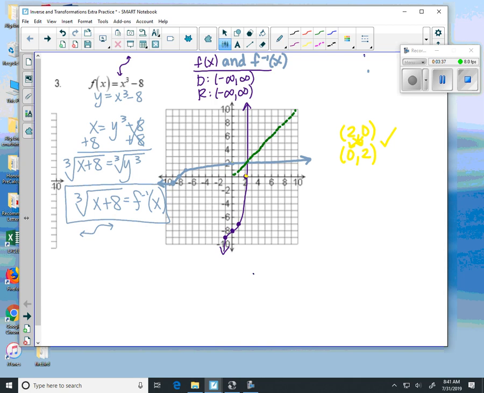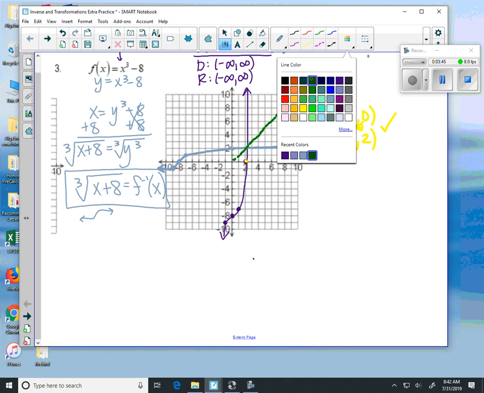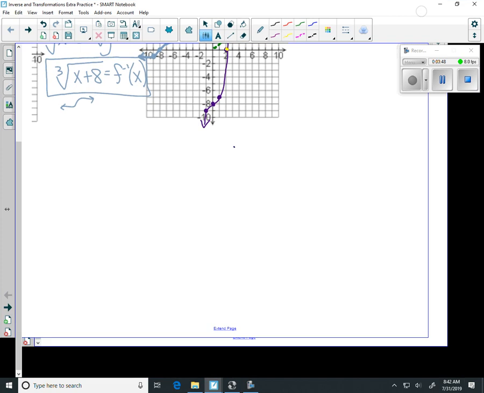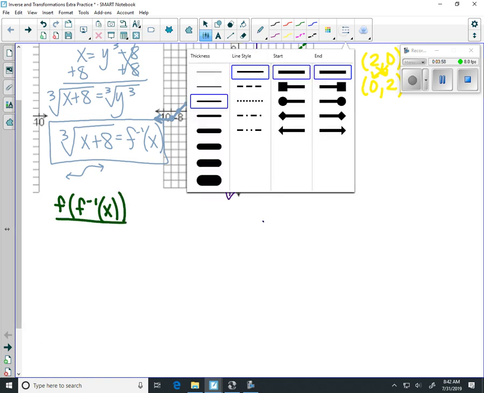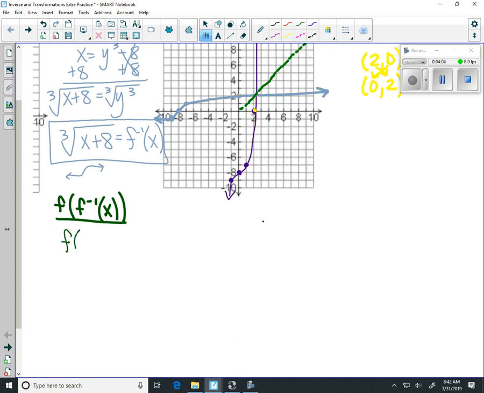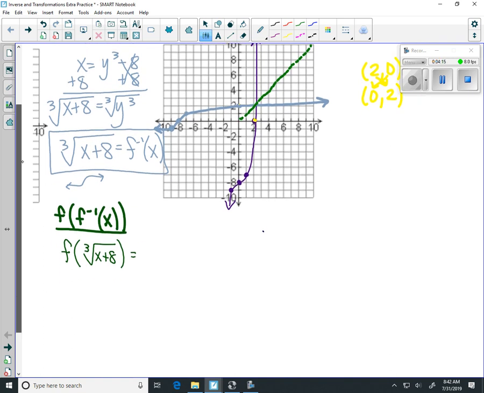All right, the last thing we're doing with these is show that these are inverses using composition. This is a great place to practice function composition. So I'm going to do, and I feel like function composition of these is relative, like you just have to be really neat and really precise. So my inverse is cube root of x plus 8. And I'm plugging that into my original equation, which was x cubed minus 8.